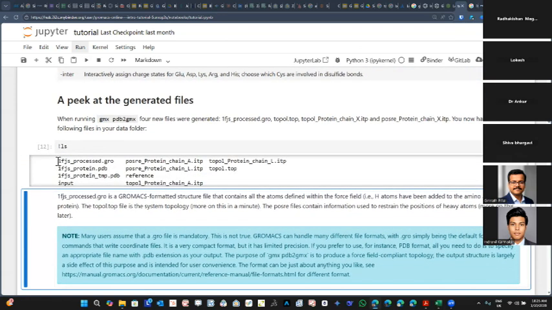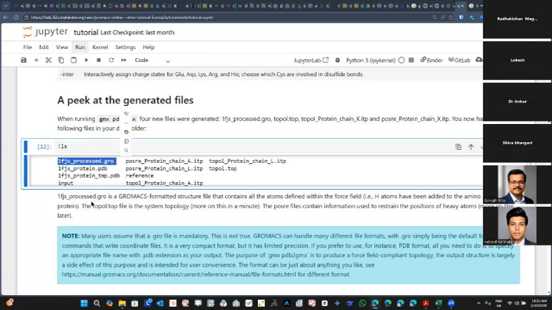So here you can see there is a GRO file, which is generated right now after my calculation. It has generated the ITP file for each chain separately. You can see here, and also it generated the topology file, which is called topol.top. So on each run, this topology file gets updated.